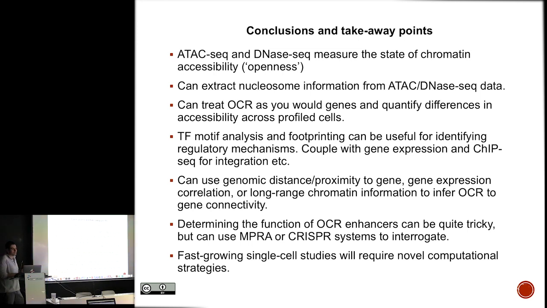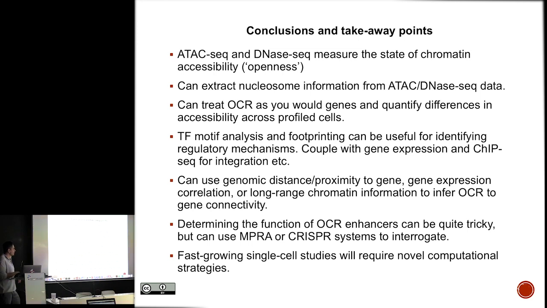You can look at motif analyses. You can look at footprinting analyses. You can couple this with gene expression and ChIP-seq to build networks. You can look at open chromatin region accessibility with gene expression to look at correlations. You can use the proximity of these elements to start to ask, okay, is there a preference for how far you need to be to regulate a gene? So that looks at the long-range information and gene connectivity, right? So you can think about enhancer connectivity as networks themselves.